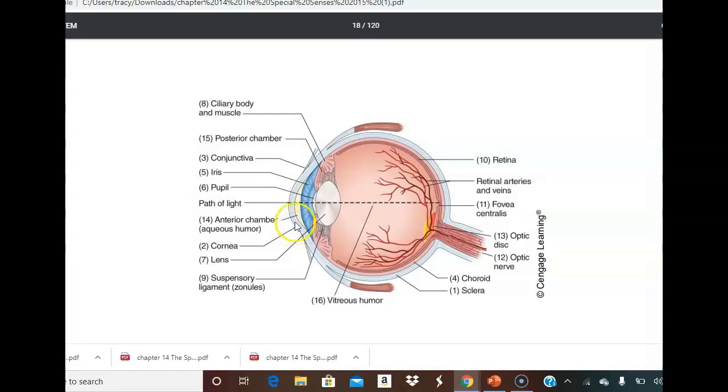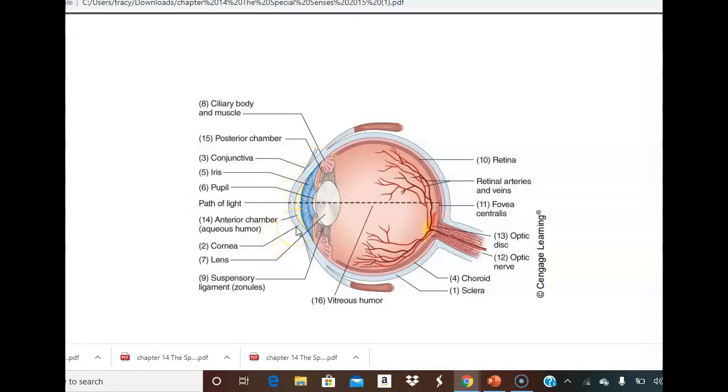We'll start anteriorly. You can see here's the cornea, that very outer layer. Well, actually, let's start with the conjunctiva. The conjunctiva is the membrane that lines the inner eyelid and is the very outer mucous membrane covering of the eye. Right below that we have the cornea.